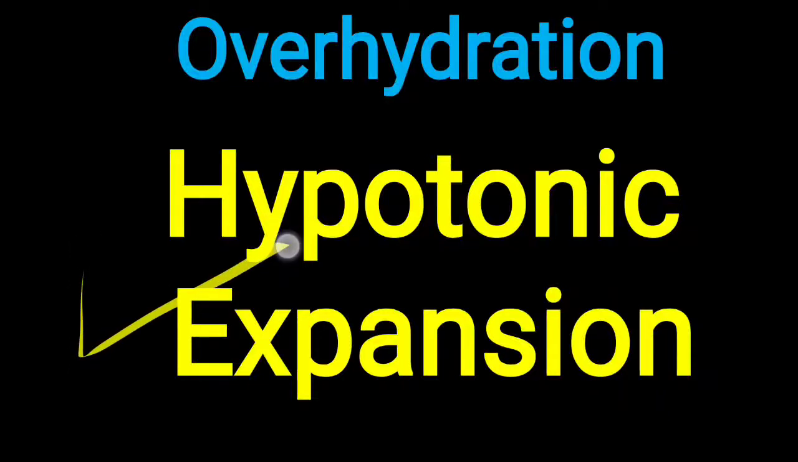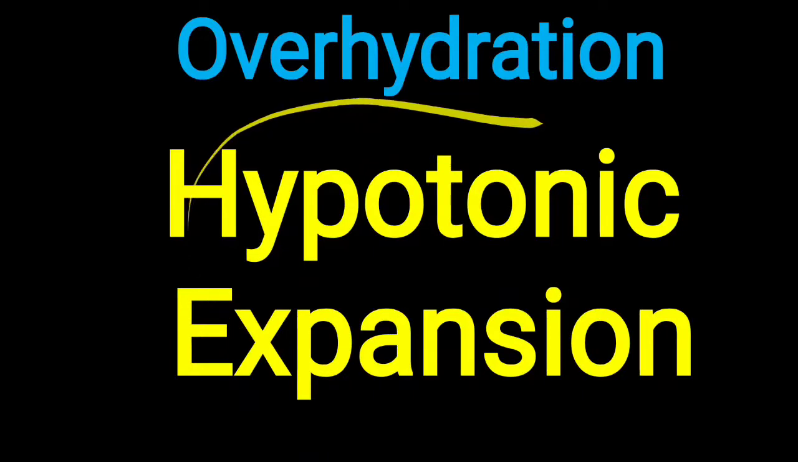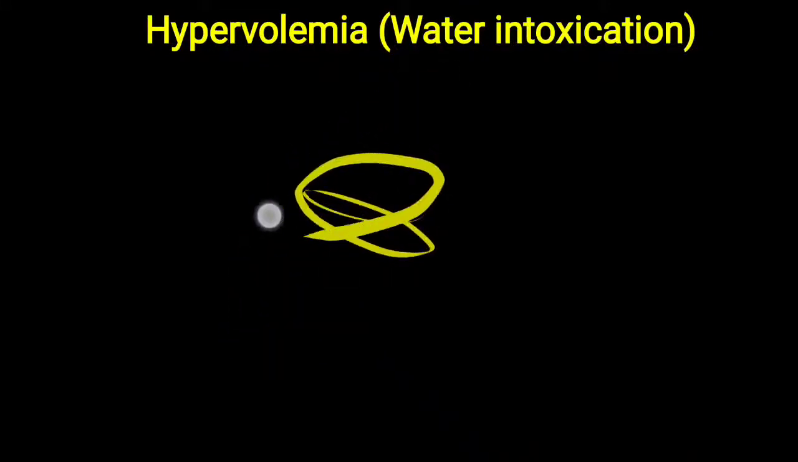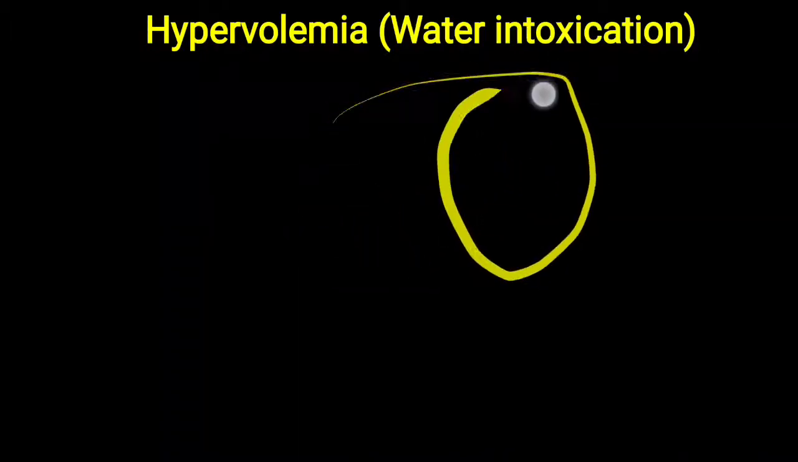Friends, today's topic is about hypotonic expansion. This expansion is typically seen in overhydration. This overhydration is also called hypervolemia or water intoxication. What happens is that the overall water content of the body is increased, and this increased water content can lead to some toxic effect, and so it is also called water intoxication.